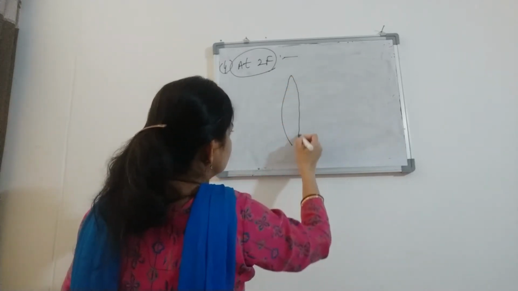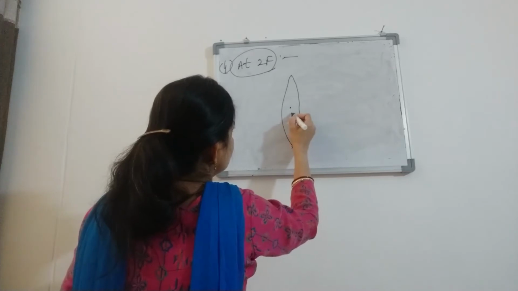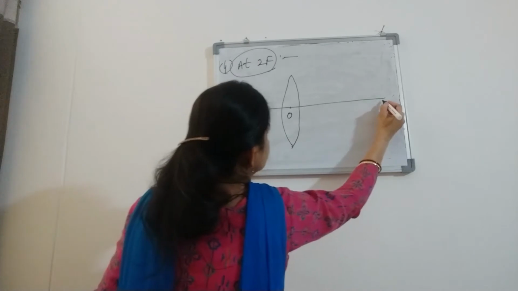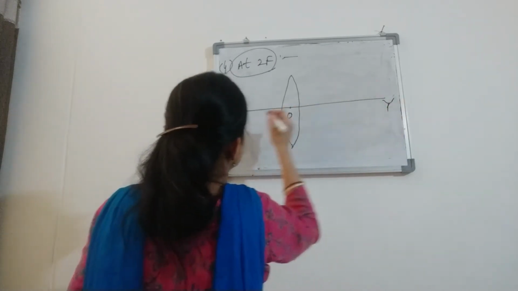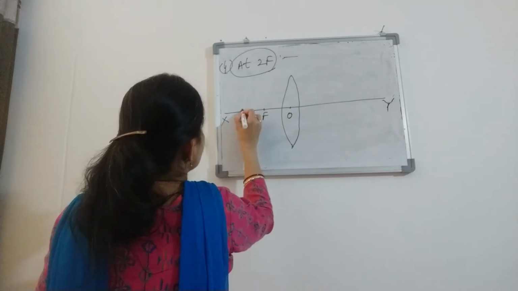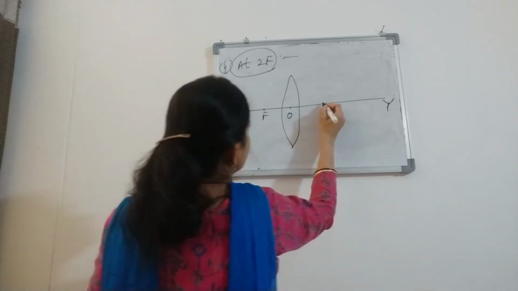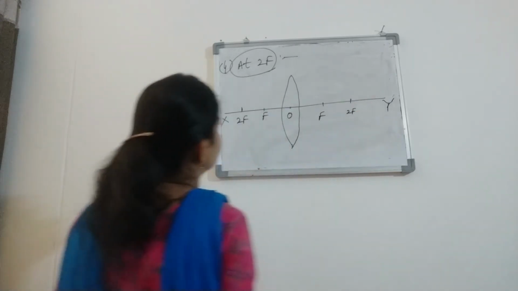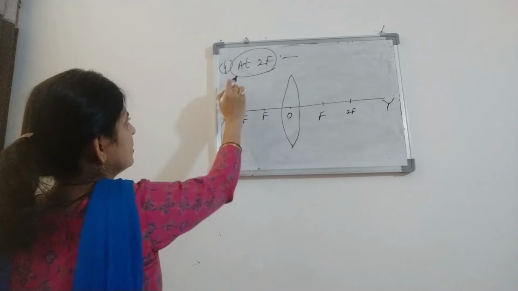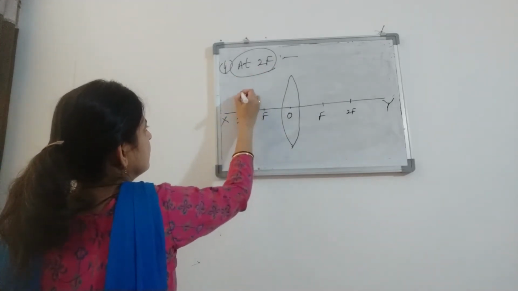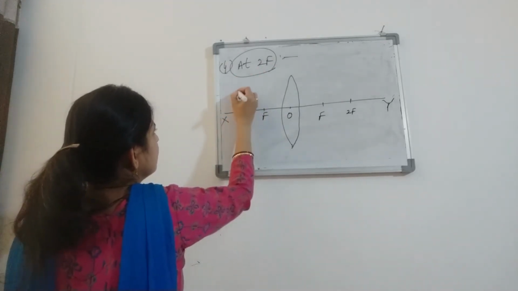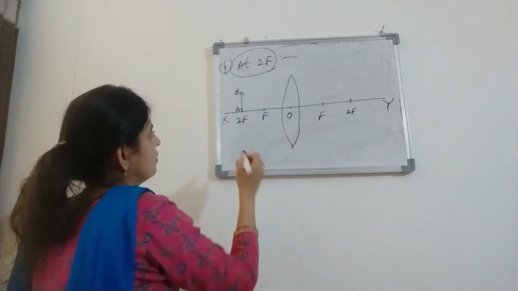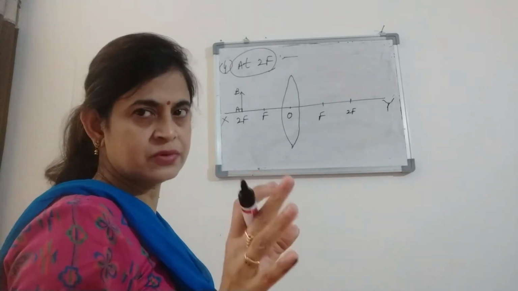So this is your convex lens. This is optical center, which is your O. Draw the principal axis. F, 2F. F, 2F. Now, place the object at 2F. Means AB is the object. Now apply any two rules.